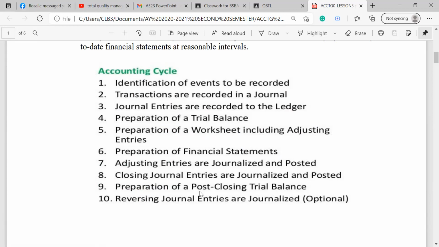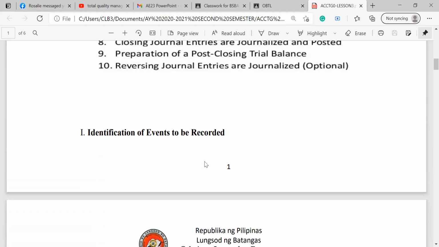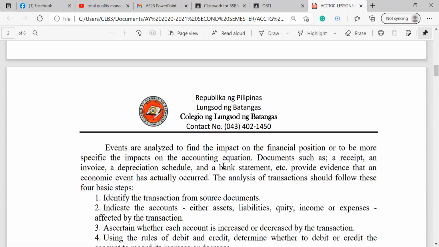Number 9, you prepare a post-closing trial balance. And number 10, reversing journal entries are journalized, although number 10 is an optional step. Okay? So, iisa-isahin po natin itong accounting cycle na to. Let's proceed. Okay? First one, identification of events to be recorded.